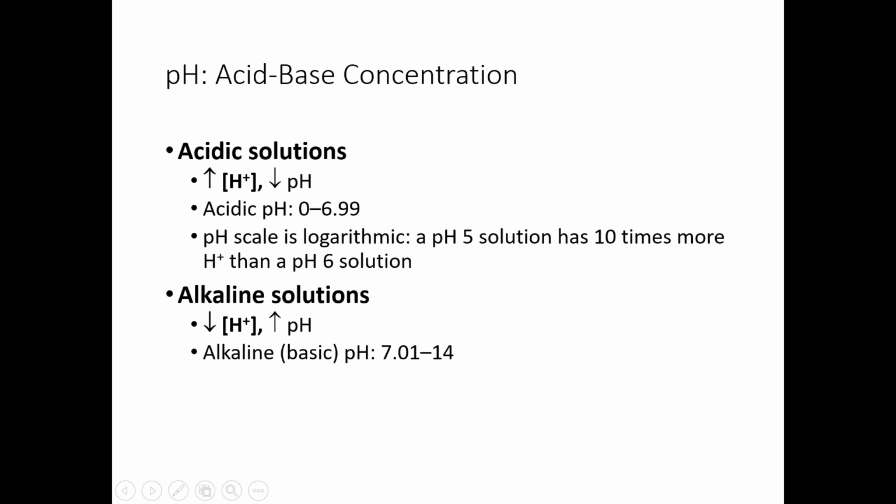Alkaline solutions have a lower number of hydrogen ions and their pH will be above 7. So if some solution has pH 7.3 or 8.9 or 11, that would be an alkaline or basic solution.